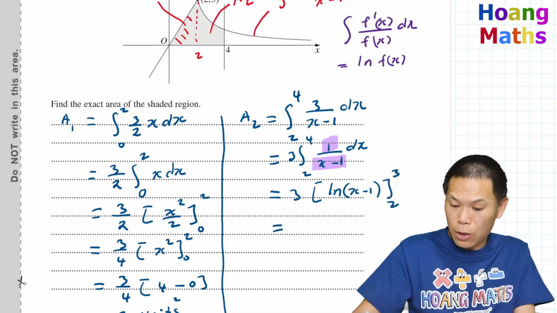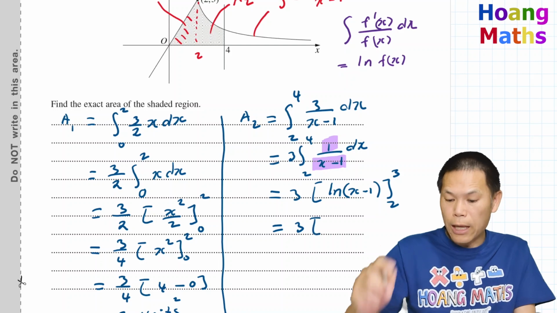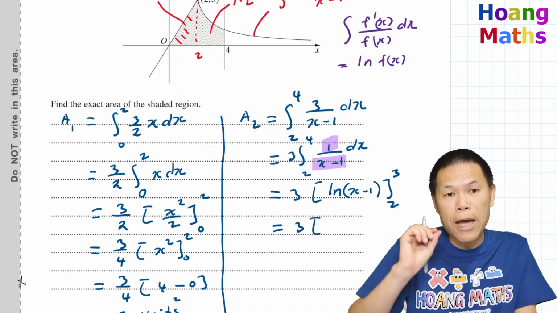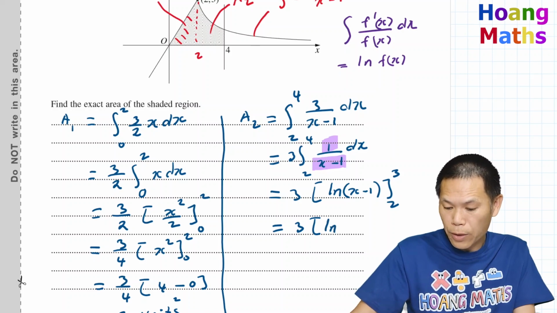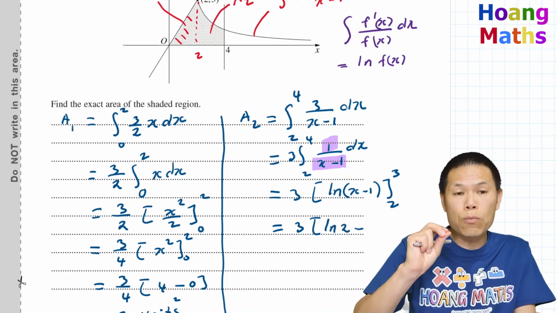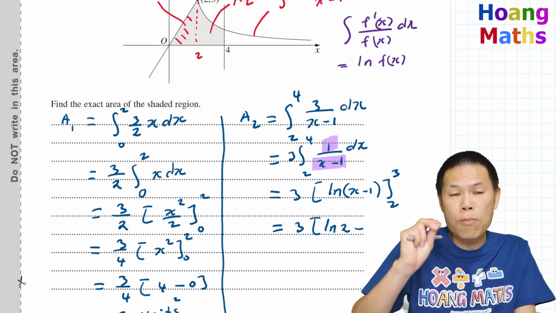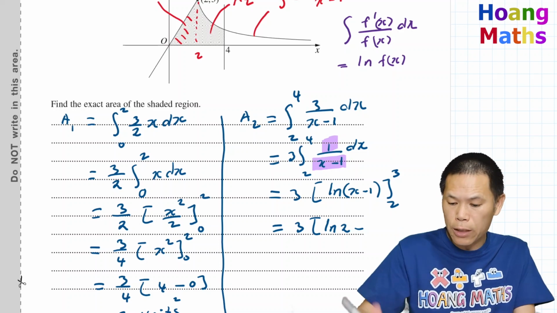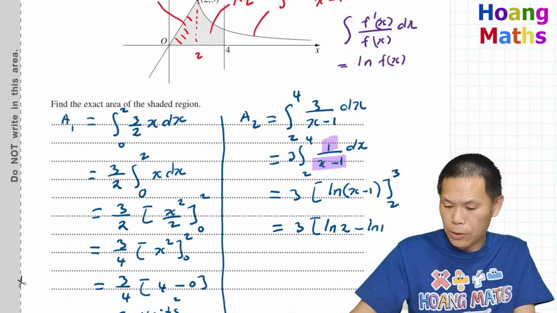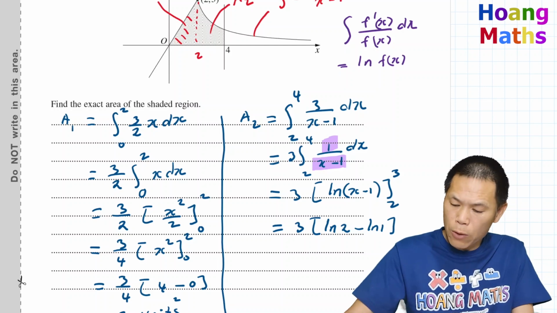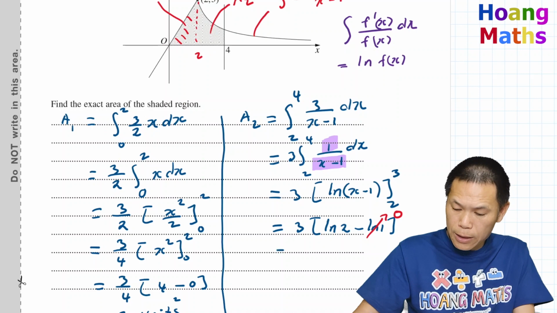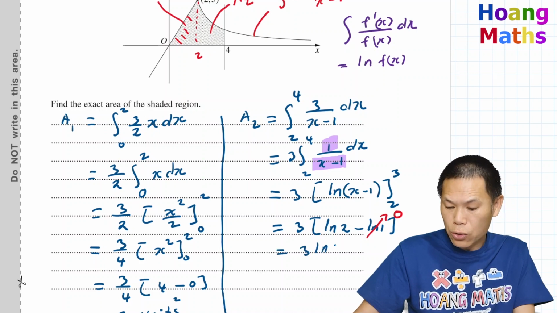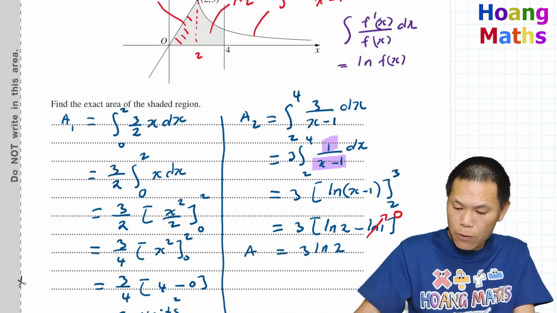Now I just substitute 4 in. 4 minus 1 gives me 3, so that means ln 3. Minus, 2 minus 1, because the x is 2, and 2 minus 1 is 1, so that means ln 1. But ln 1 gives me 0. So the answer is 3 ln 3. So that is area 2.